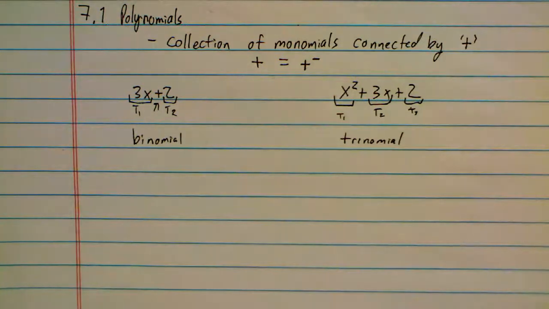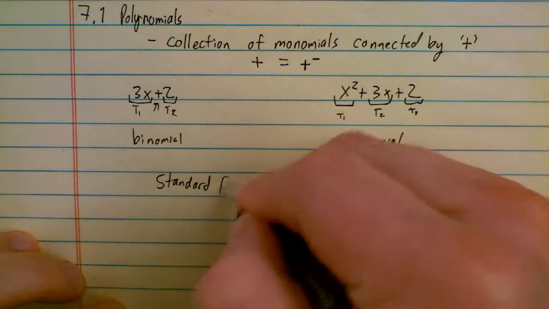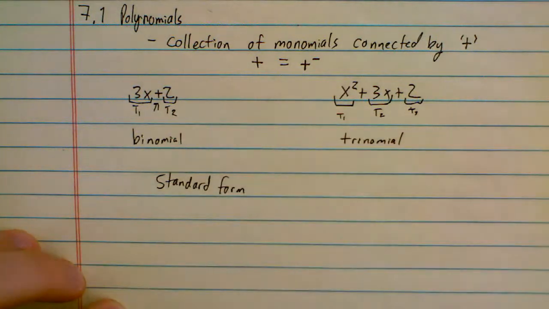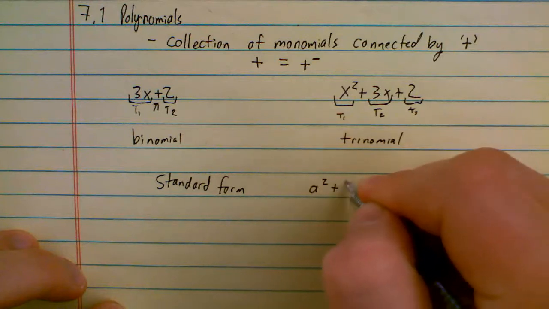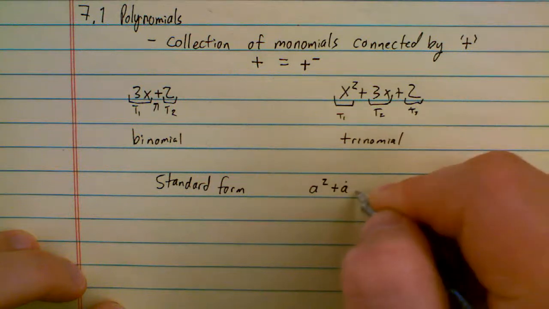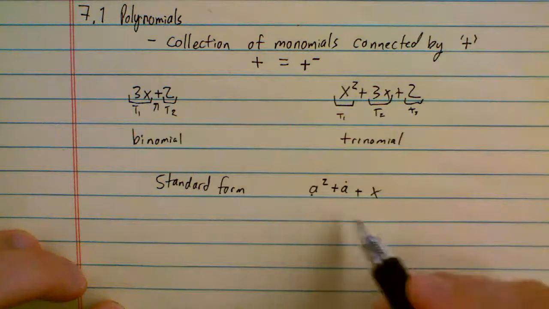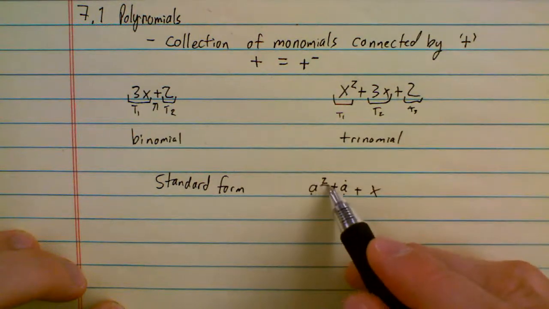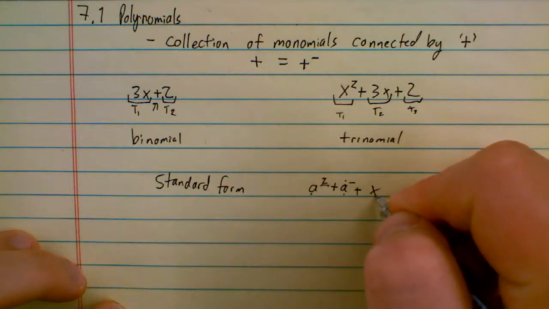Now, when we classify these, we're going to put them in something called standard form. Standard form makes them easier for us to understand. Standard form looks kind of like this: a x squared plus b x plus c. You have the highest term in the front, you have the second highest term, and then an unrelated number.